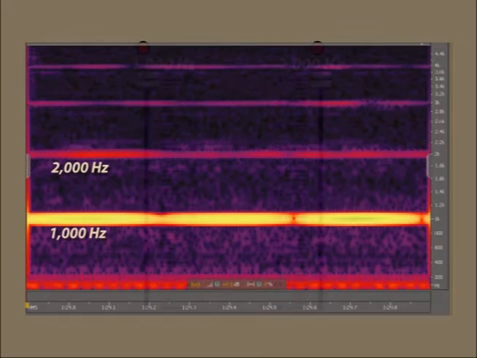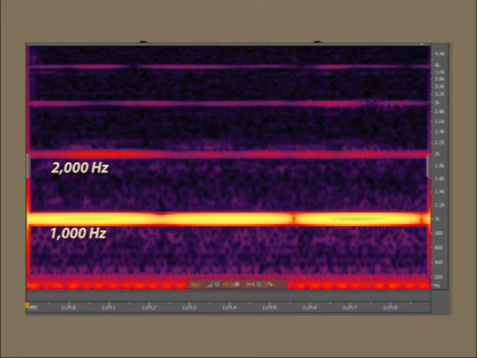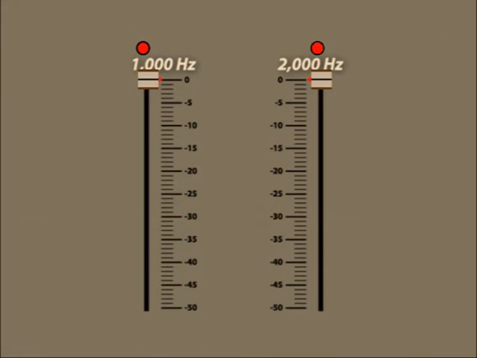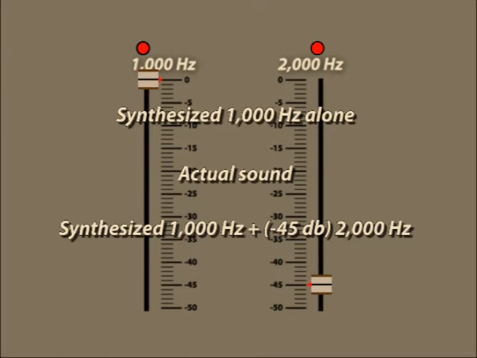But remember that the 2000 Hz overtone should be 45 decibels softer than the dominant. If we adjust the intensities properly and mix them together, this is what we get. Here's the actual sound, and here is just the dominant. And let's listen to all three.